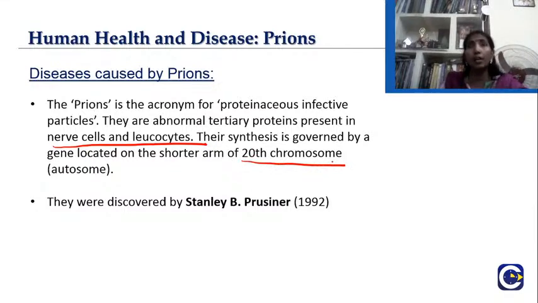So, who discovered this disease? This was discovered by Stanley Prusiner, who discovered the prions as one of the causative agents that cause prion infections. Okay, so what are prions? They are just protein, but infective protein, and they target the nerve cells and the leukocytes, and their gene is located on the 20th chromosome.